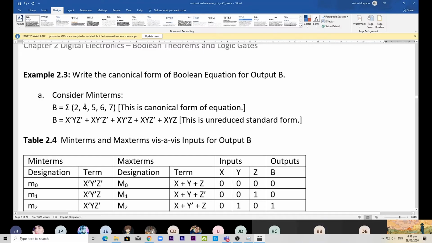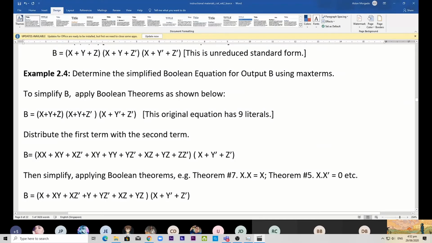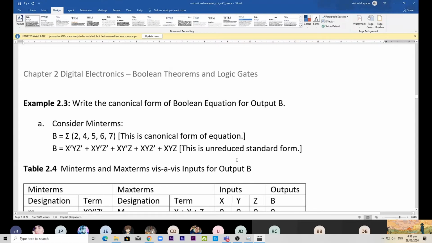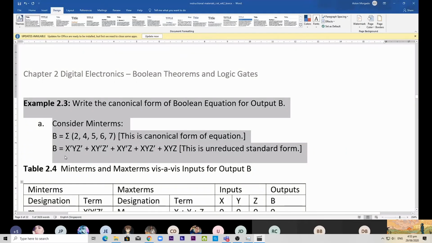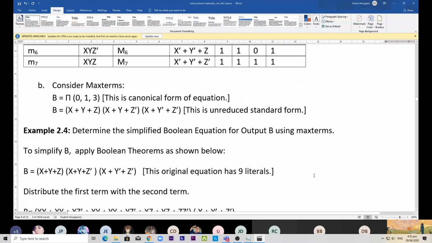Then next we have consider minterms for B. For B we have summation of 2, 4, 5, 6, 7. So it means x prime y z prime plus x y prime z prime plus x y prime z plus x y z prime plus x y z. How are we going to minimize this using Boolean algebra? This will be your assignment, example 2.3. So you reduce this using Boolean algebra.